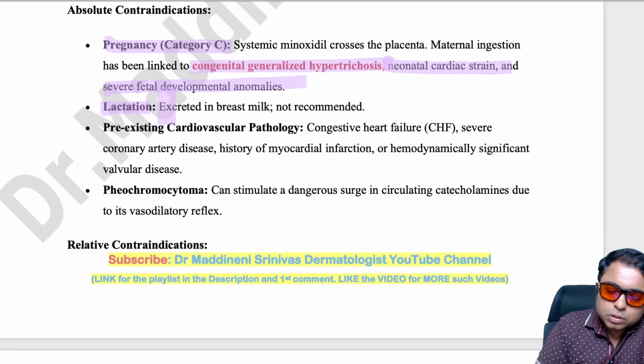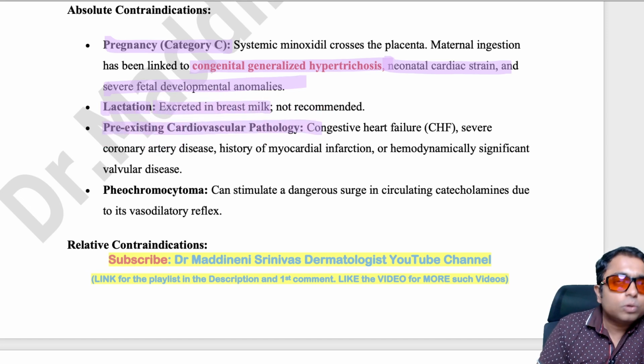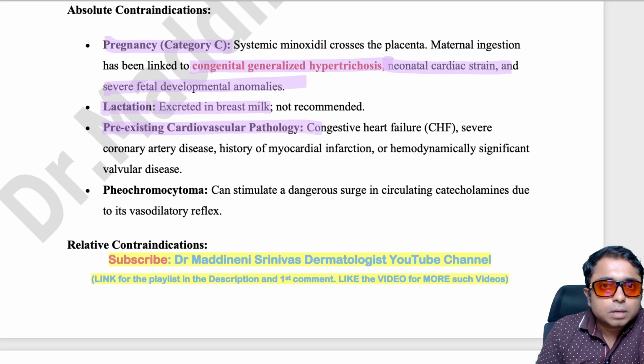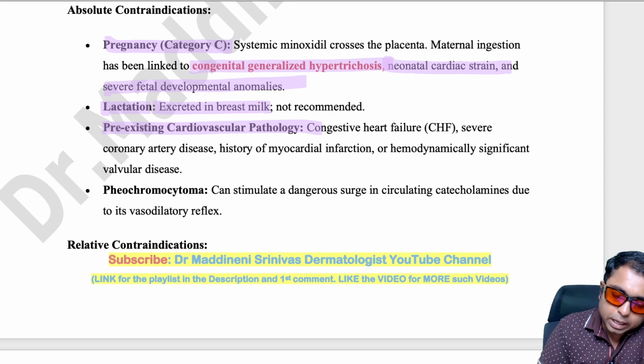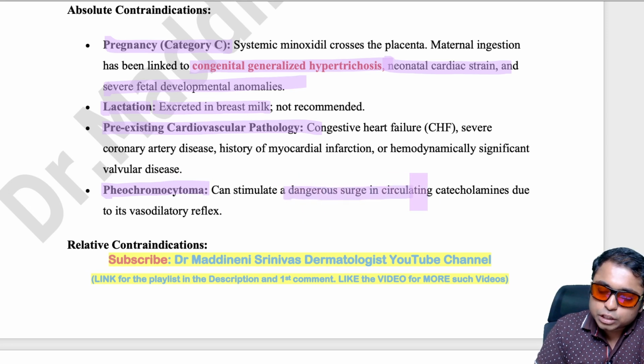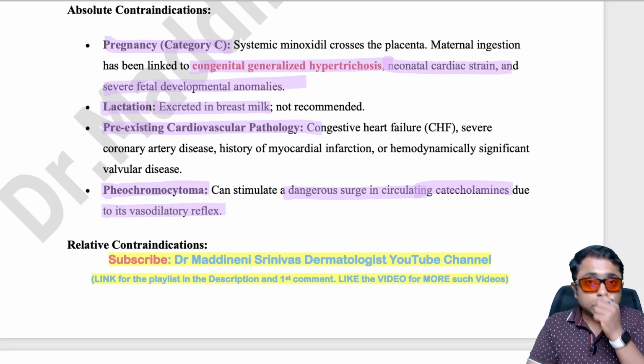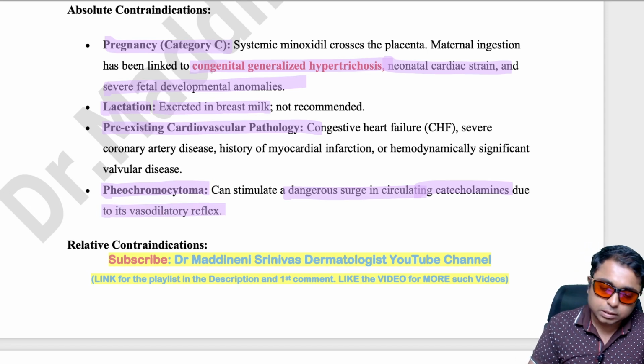In lactation also it is excreted in the breast milk, so it is not recommended. And like I have already told you, if the patient is having pre-existing cardiovascular pathology, then also it is absolutely contraindicated. Pheochromocytoma, in these patients there can be a stimulation and there could be a dangerous surge in the catecholamines, which could be due to the vasodilatory reflex due to the minoxidil.